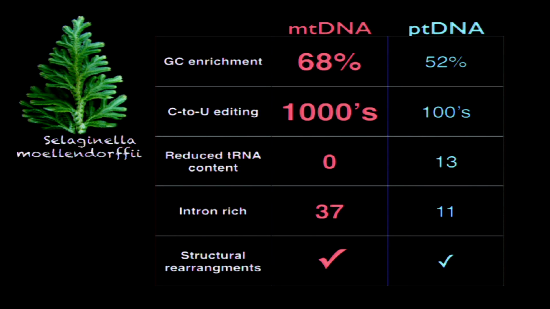So Selaginella, which I mentioned earlier, is an excellent illustration of how both the mitochondrial and chloroplast genomes can adopt almost parallel architectures within a single organism. So both genomes have some of the highest GC contents we've ever observed, record levels of RNA editing, a reduced tRNA content, they're intron-rich, and the structures are quite rearranged compared to close relatives. But for all these traits, you can see that the mitochondrial genome outdoes the plastid. It has a higher GC content, a greater number and fraction of editing sites, fewer tRNAs, more introns, and generally it's much more structurally rearranged than the plastid.